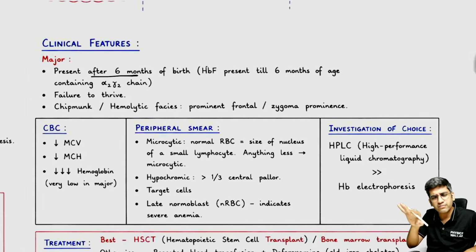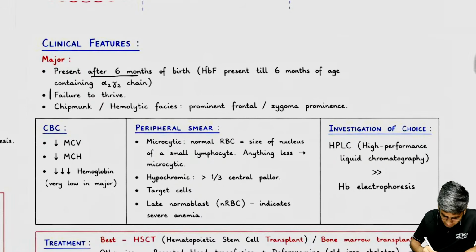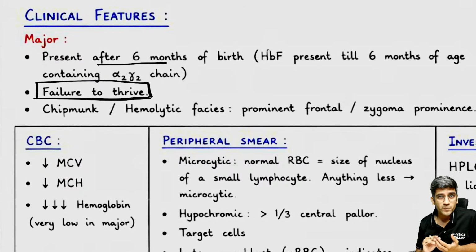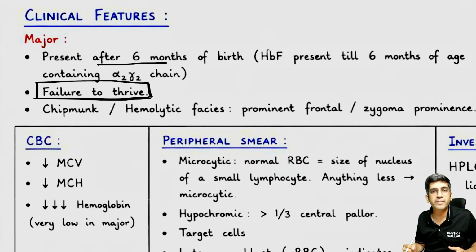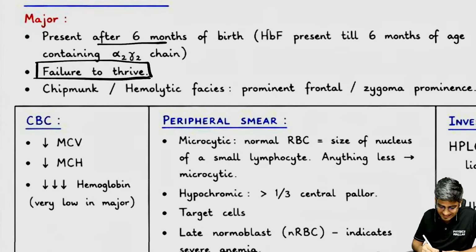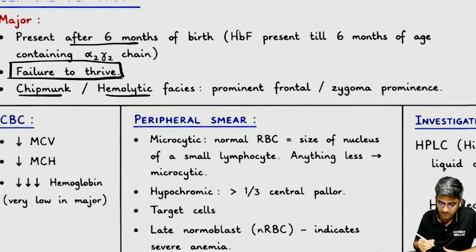Around 3 months, the disease presentation slowly starts. The patient presents with failure to thrive. Failure to thrive means the kid will not grow. The kid will not have the developmental milestones. You must have gone to pediatrics age group, right? In the presentation, you must have said gross motor, fine motor milestones will not be developed because the kid is not able to grow. Classical facies, chipmunk facies or hemolytic facies.